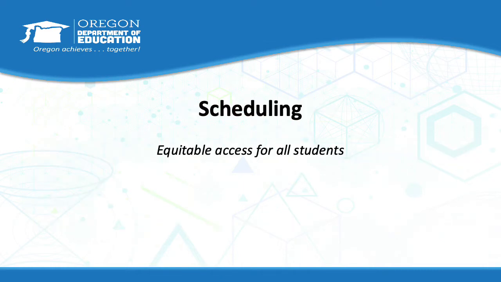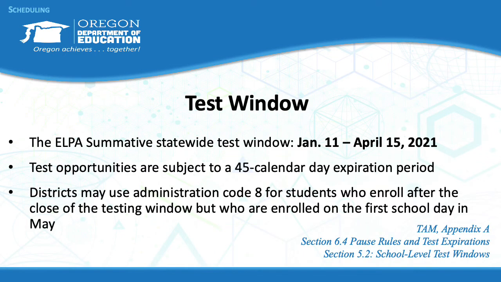Now we'll discuss scheduling. On this slide, you will see the testing window for the coming school year. Tests begun within that testing window are subject to a 45 calendar day expiration period. Districts may enter Administration Code 8 for students who enroll after the close of the statewide test window, but who are enrolled on the first school day in May. For more information about school-level test windows, please refer to Module 1, Test Coordinators, and Section 5.2 of the Test Administration Manual.